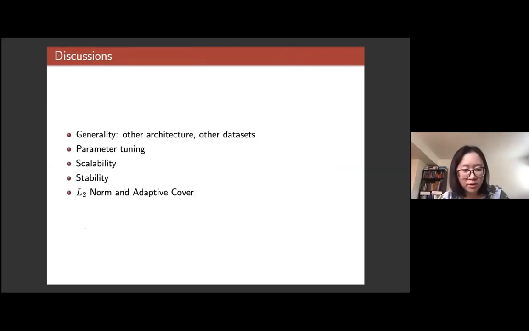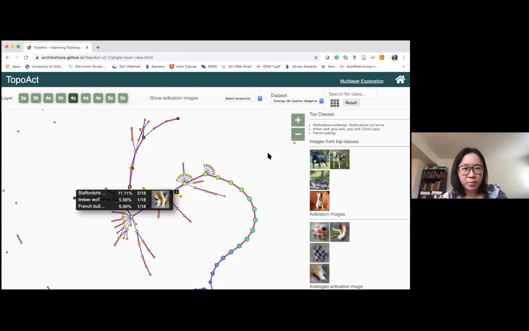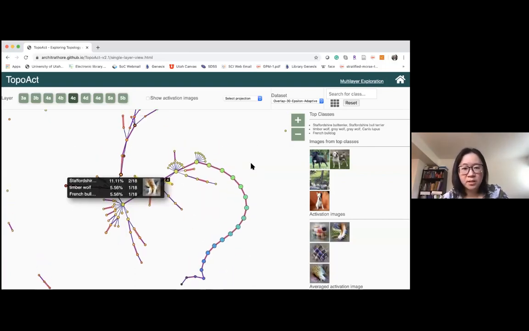So let me just go ahead and do some demo. I'm going to share a different screen. Oh no, this one. Okay, so can people see the browser? Okay. Yeah, we can.